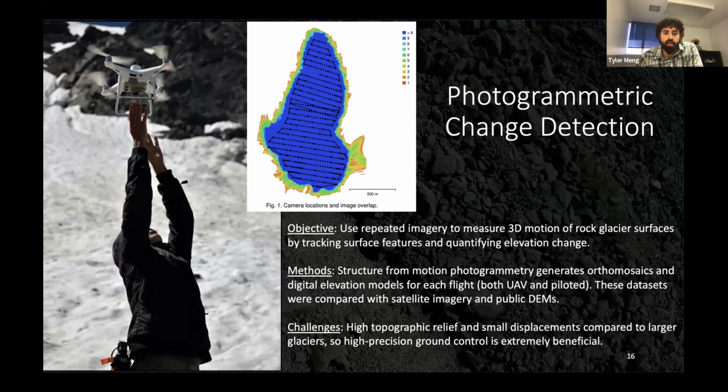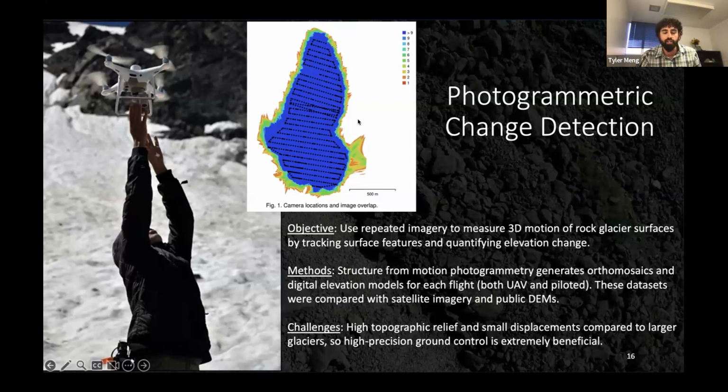And by using these repeated images and a feature tracking algorithm, we measured the surface velocity of our 4 field sites that I outlined. And as you can see at the bottom here, one of the main challenges of this method is the fact that rock glaciers move much slower than your typical large ice stream or marine terminating glacier that you may have seen videos of, like Landsat time lapses where you can detect the motion. These don't move nearly as fast, so you need much higher resolution, high precision imagery to detect these movements.